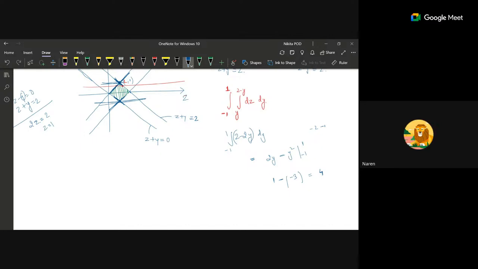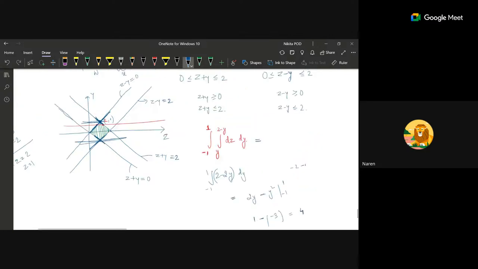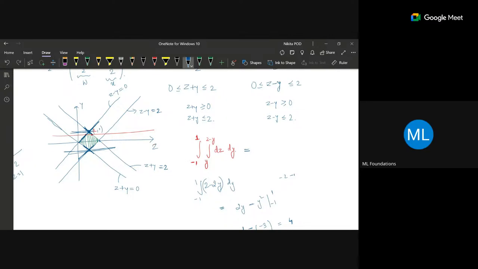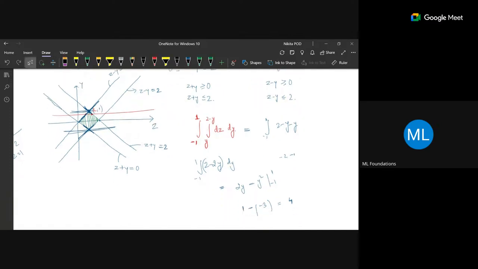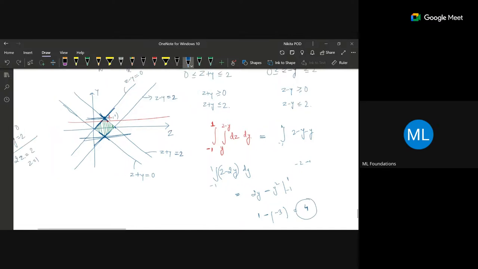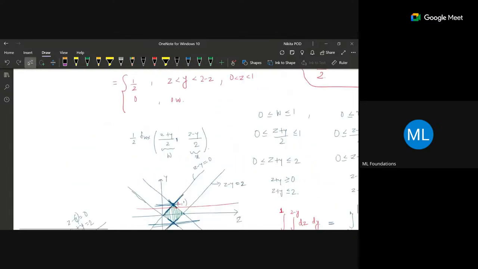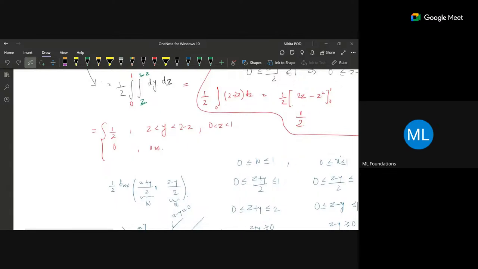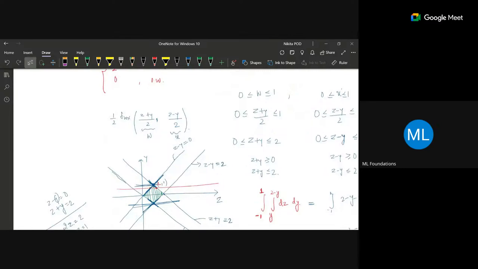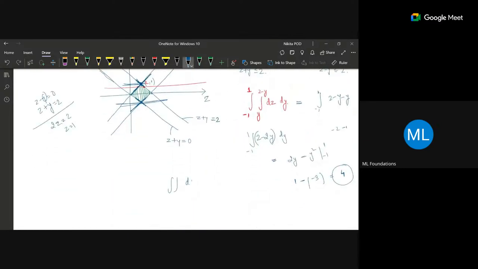I am giving the limit separately, 2y from minus 1 to 1. Why is the answer not coming? See, okay, wait. From minus 1 to 1, 2 minus 2y, dy, 2y minus y square. Just 2 minus 1, minus of minus 2 minus 1, it's coming as 4. Something is going wrong, because integral dx dy is always equal to integral dy dx.